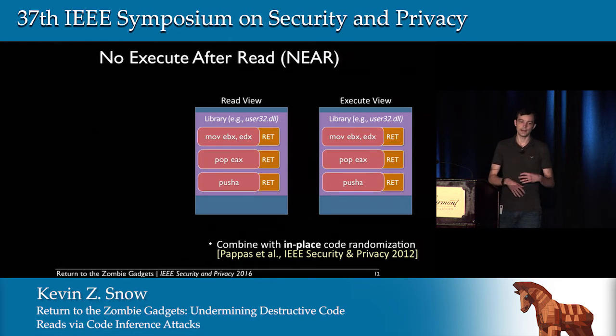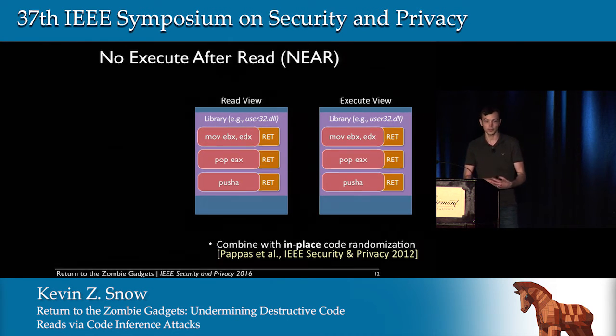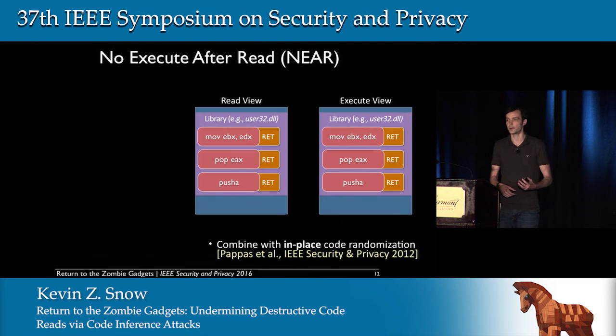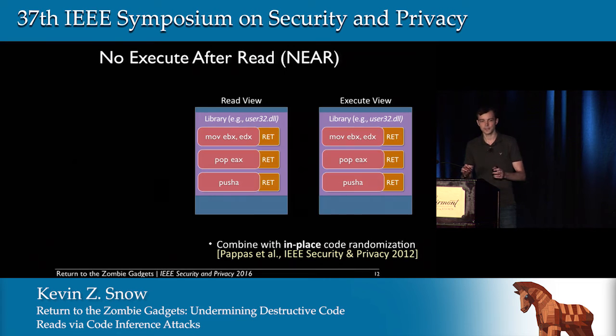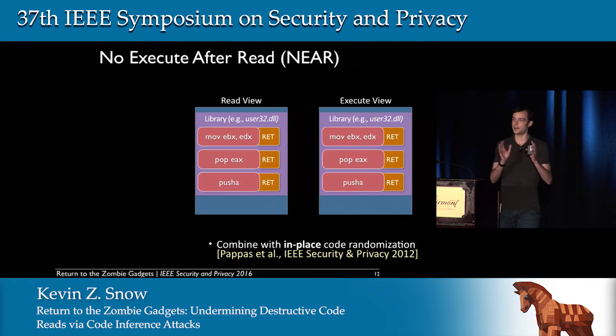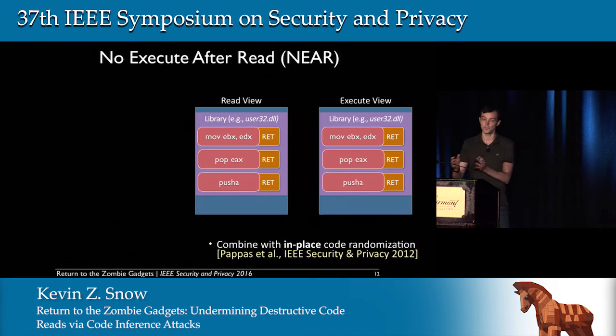So at a really high-level view, here's the system that we implemented to enforce this policy. We called it the no execute after read, or NEAR, mitigation. Essentially, we divide memory into two different pieces. We have a read view of memory, so anytime a read access occurs, the application is presented with the data in the read view. And we have an execute view that's presented whenever an execution happens.